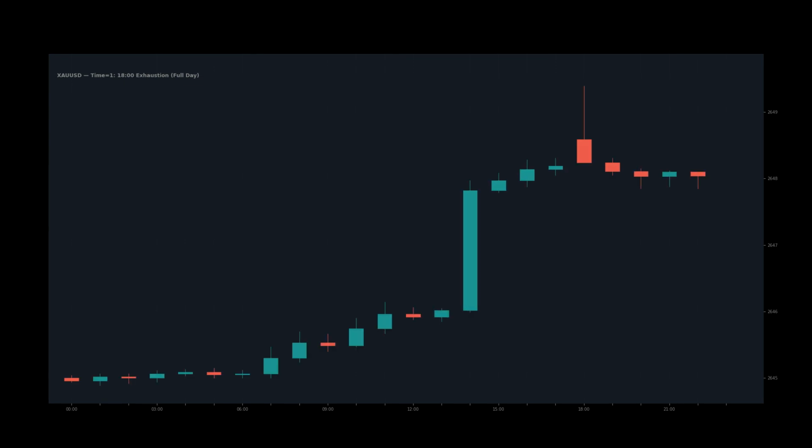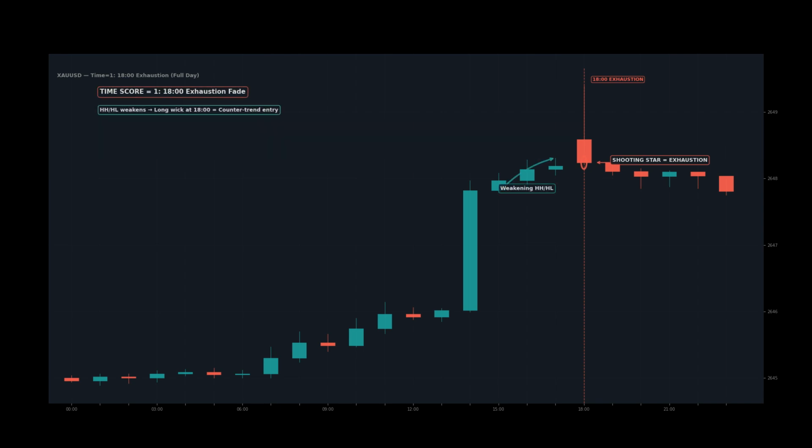The 6 p.m. exhaustion gate. Look at this full day chart. The 3 p.m. move already happened.